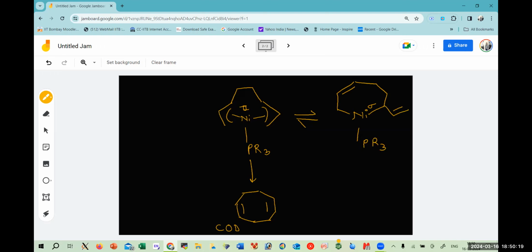So if this is the scenario, after reductive elimination, it would be forming 1, 2, 3, 4, 5, and 6. So it would form a 6-membered ring. So this is your another product.